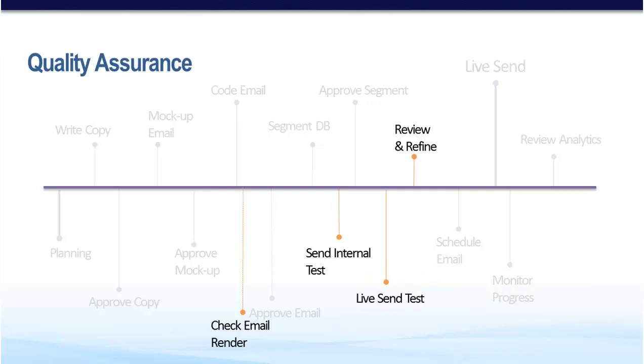And then the last 4th step is reviewing and refining the live send test results to see how effective it was, were there any problems, how we can improve before the live send. Now, this 2-step cycle, live send test and review and refine, can be repeated as many times as necessary before the live send to ensure the effectiveness and quality of the email campaign.